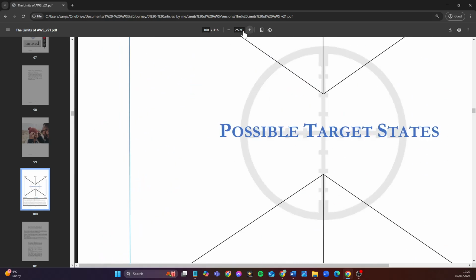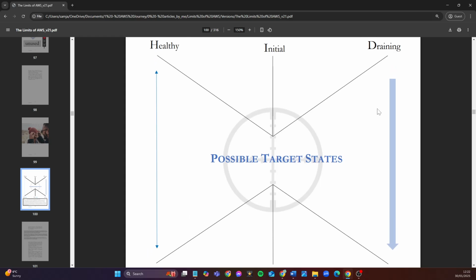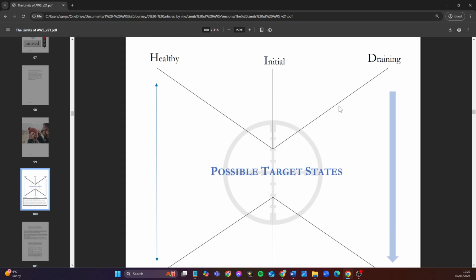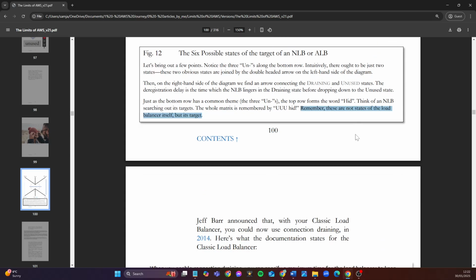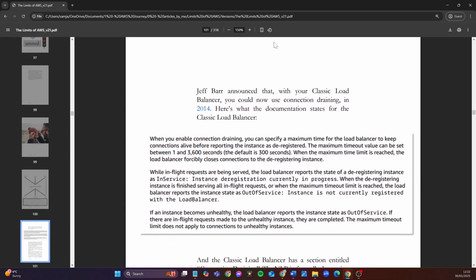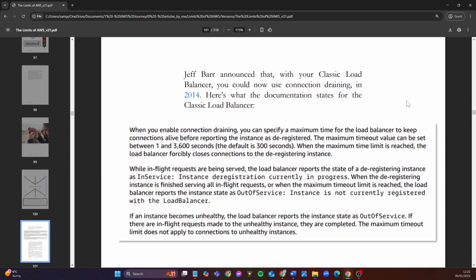So this is the matrix. You hid. Where are you? You hid. But hid is on the top row. Jeff Barr announced that with your classic load balancer, you could now use connection draining, and he announced that in 2014, the year that we got Lambda being announced and the Elastic Container Service.